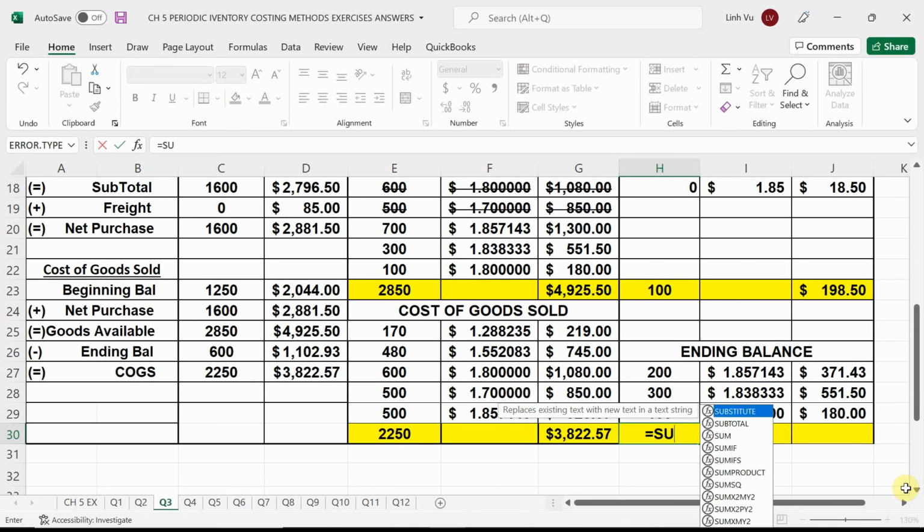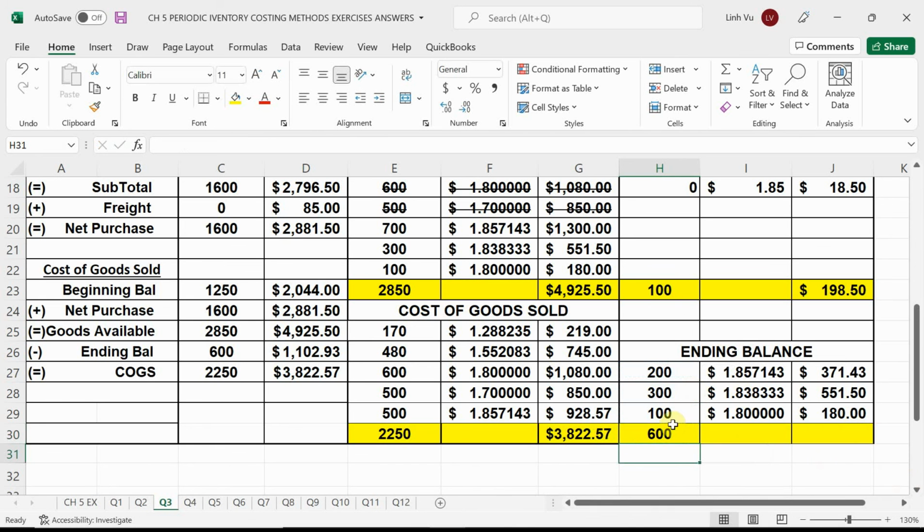so equal sum total of 600 units, right, at a grand total cost of $1,002.93, right? $1,102.90 is my ending balance. Okay. All right.